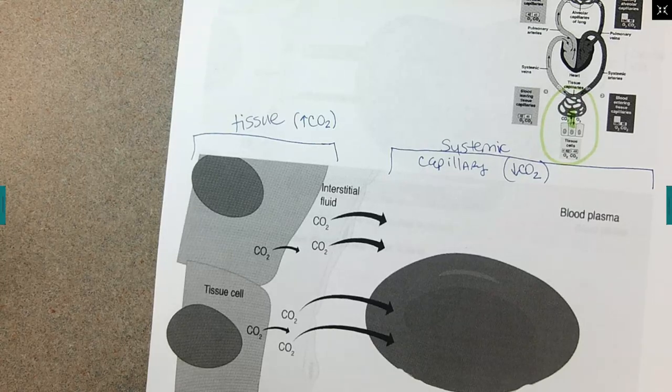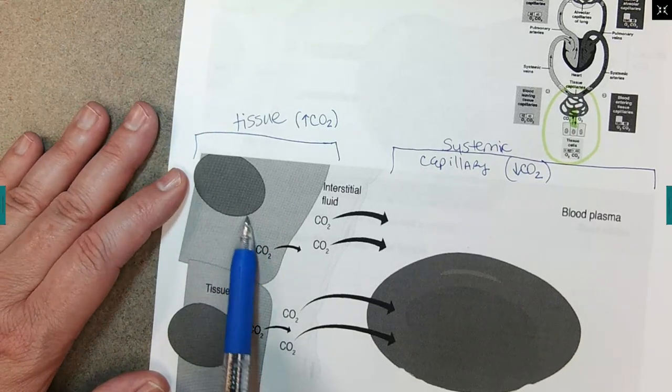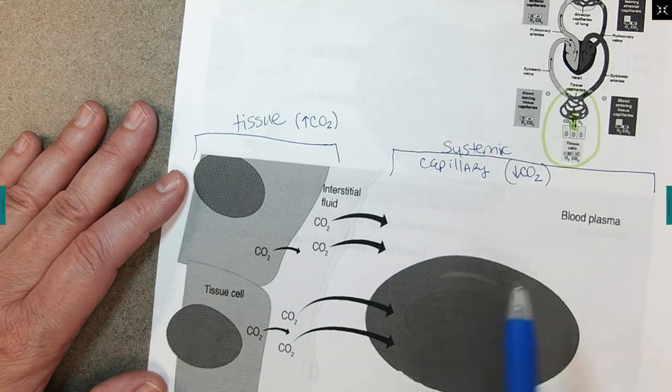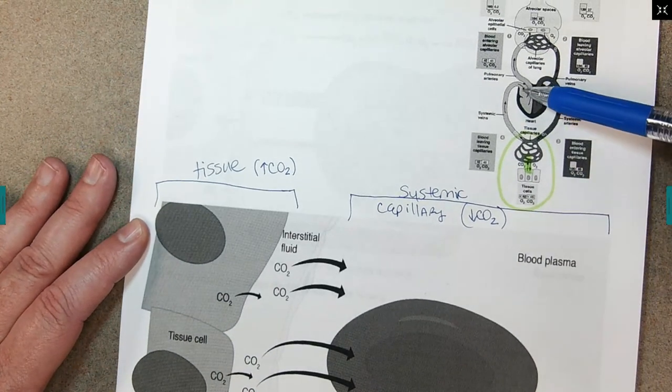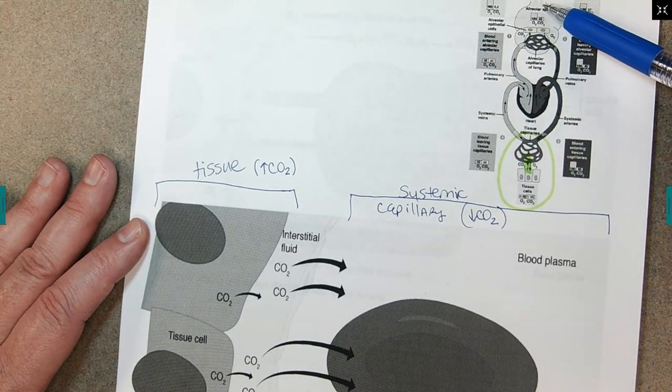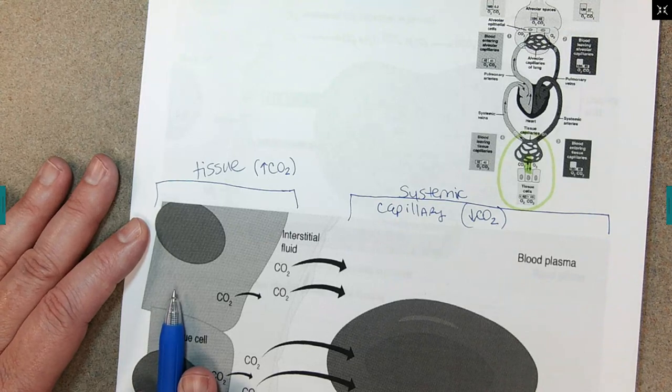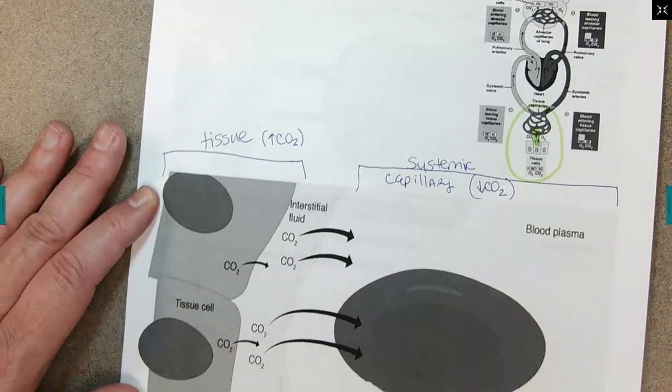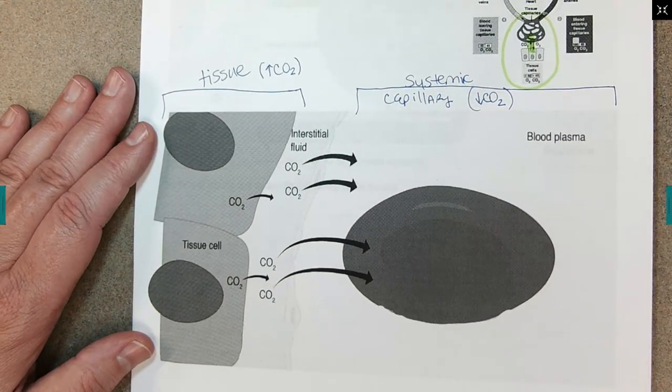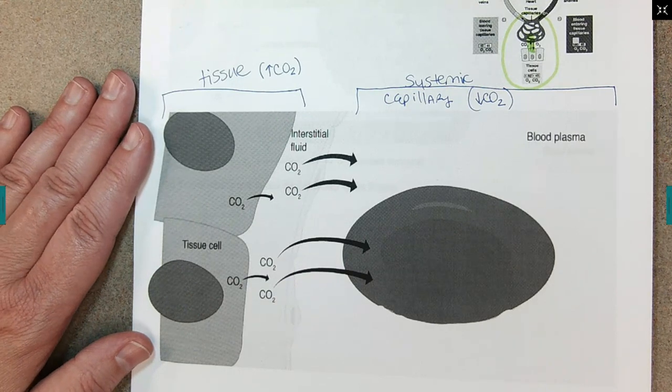So how do we get the waste from the tissue into the capillary so that it can go back to the heart and out through the lungs when you exhale? How do we get the carbon dioxide from the tissues into the capillary? So let's take a look at it. There's actually 4 ways that this happens.